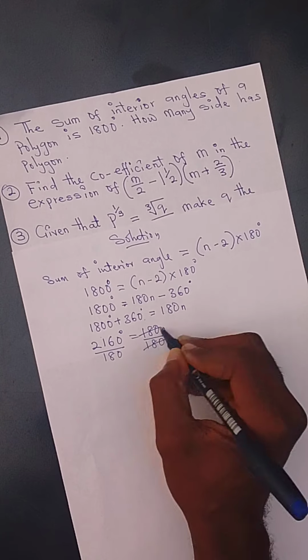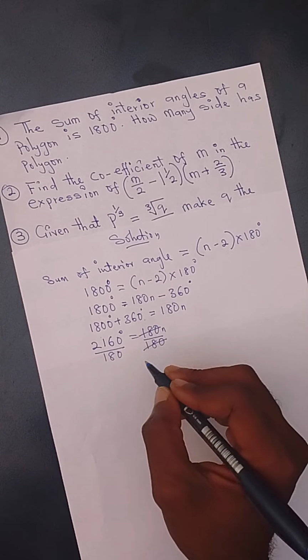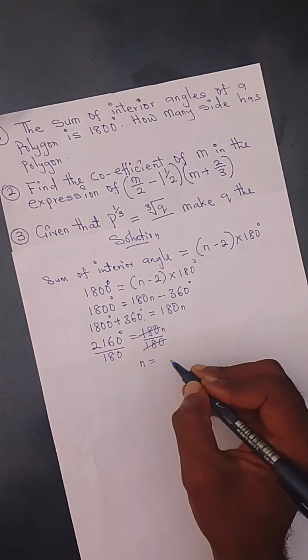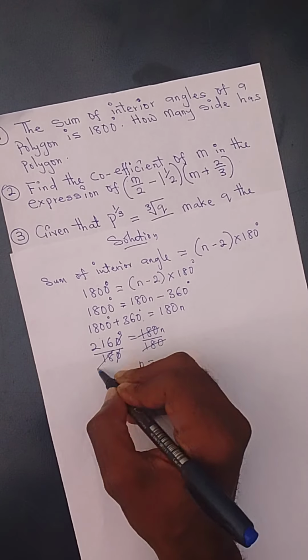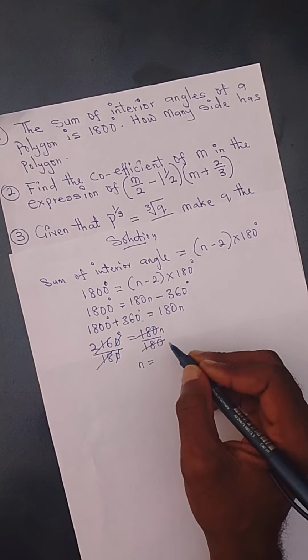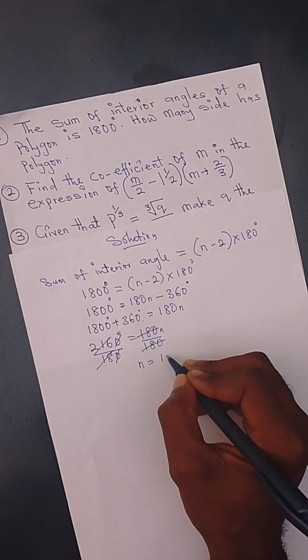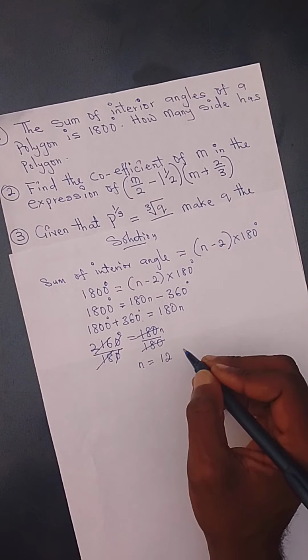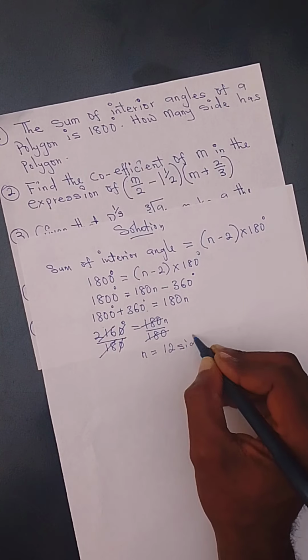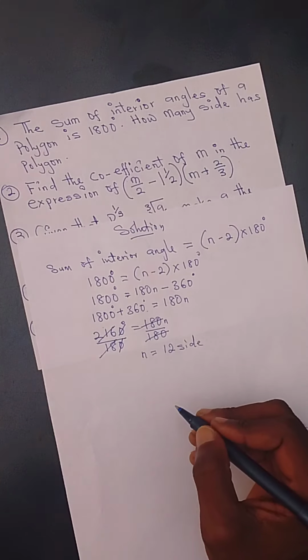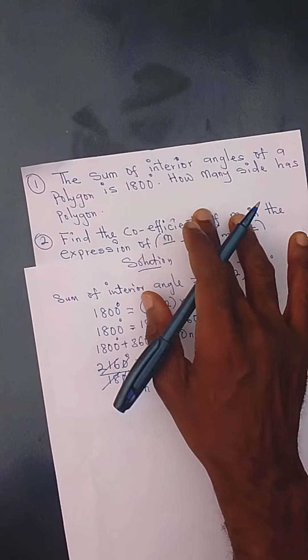So 180 will cancel 180 here. So n is equal to, 0 cancels 0, 18 into 216, that is 12 times. So that means that the polygon has 12 sides. The polygon has 12 sides. Okay, so that's question number one.